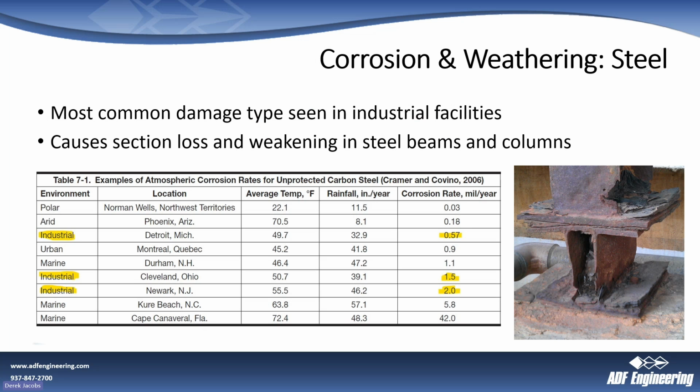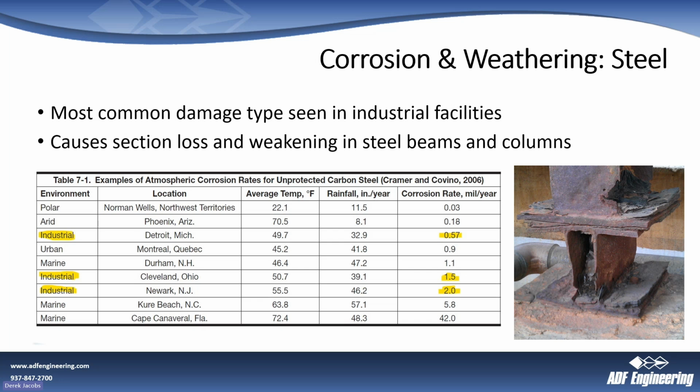So the first damage we're going to talk about is probably the most common one, which is corrosion and weathering. And in regards to steel, we see this quite a bit. I'm sure a lot of you have seen it as well. Obviously, we're talking about rust. A lot of our stuff is outside. A lot of it's exposed to the weather all year round.